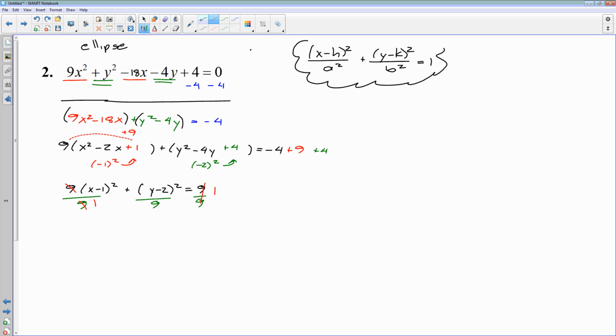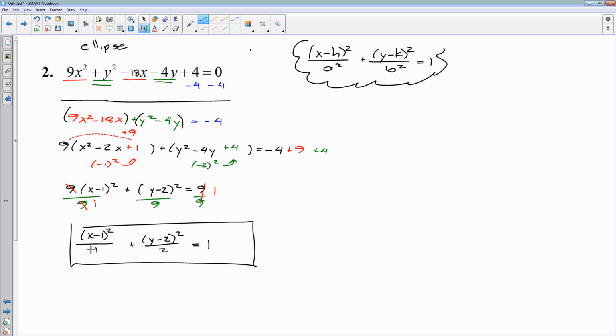Anyway, okay, so I divide by 9. Here my 9's cancel, and I'm left with x minus 1 squared divided by 1 plus y minus 2 squared divided by 2 equals 1. And there's our final answer.